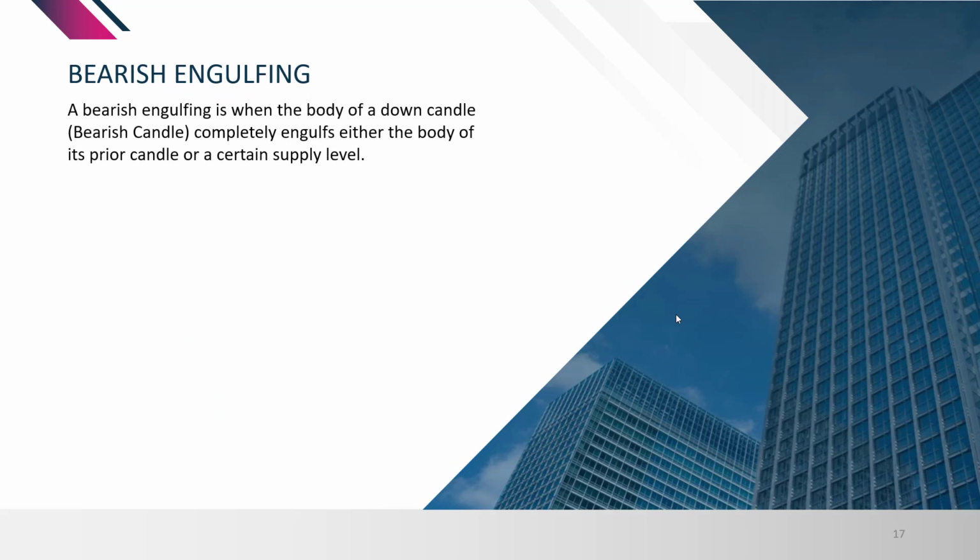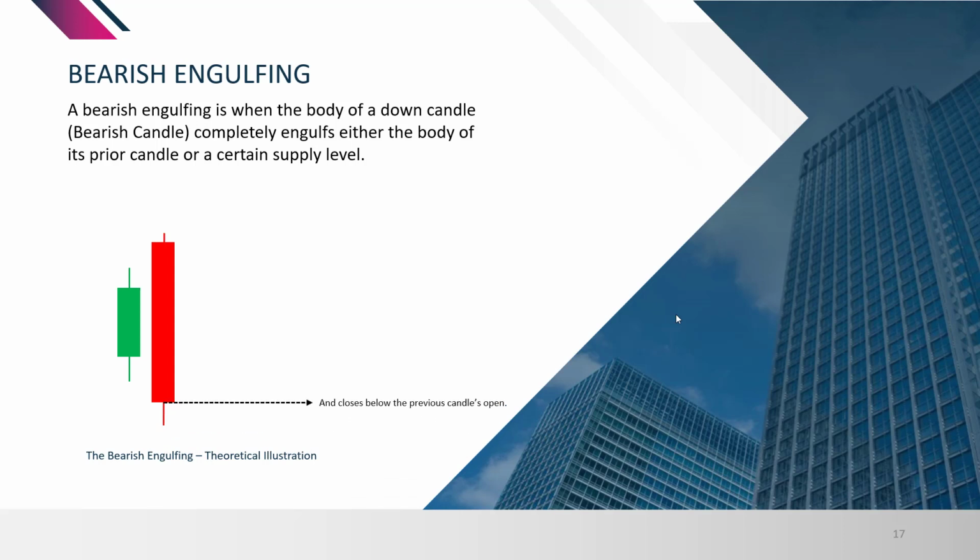Now, what is bearish engulfing? This is when the body of a down candle, it's now the opposite of bullish engulfing. In this case, a bearish candle completely engulfs either the body of its prior candle or a certain supply level or a resistance level. So we have market moving in an uptrend, then the last up candle, which is bullish, then we have a big bodied bearish candle. Take note of the close. It should close below the previous candle's opening price, and the bearish candle engulfs the previous candle completely.